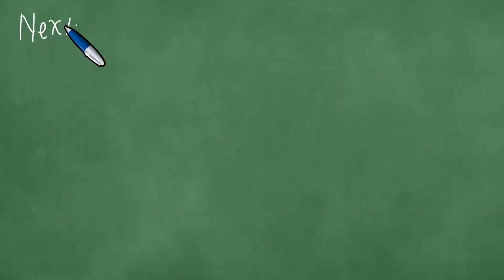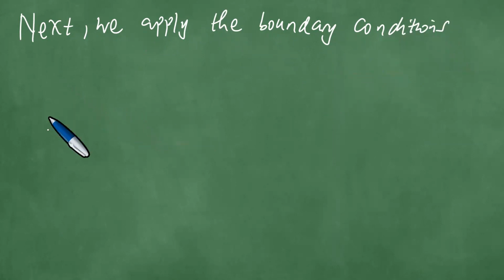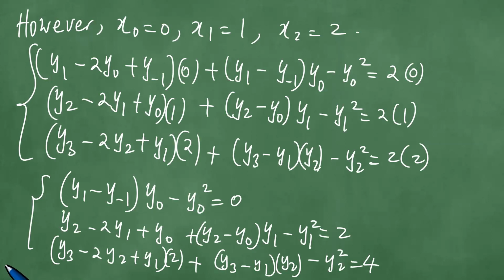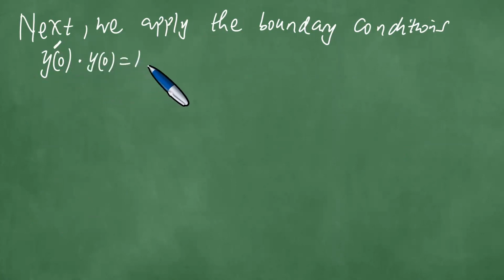Next, we apply the boundary conditions. So we will remember the boundary conditions. Y of 0 primed. Y0 is 1. Y primed 2, 0.